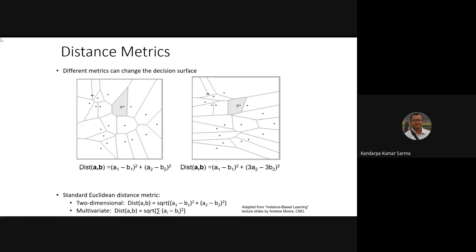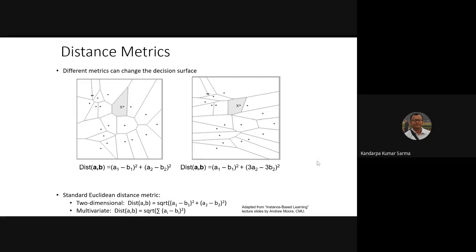Now, with the help of distance metrics, since the neighborhood builds, we can use a few types of distance metrics to build up the neighborhood. One of the factors can be a distance measure between two points, like A1 minus B1, the whole thing squared, plus A2 minus B2, whole thing squared. And there can be one more variation in that distance measure, where we find the difference between A1 and B1, square it, plus 3A2 minus 3B2, whole thing squared.